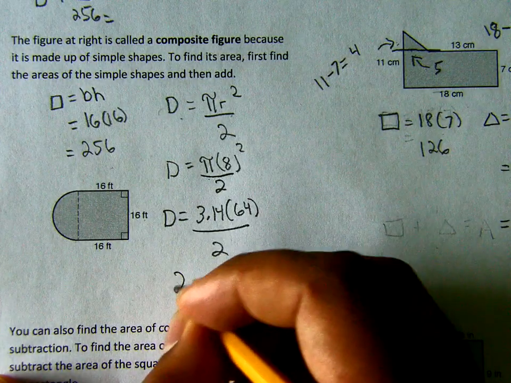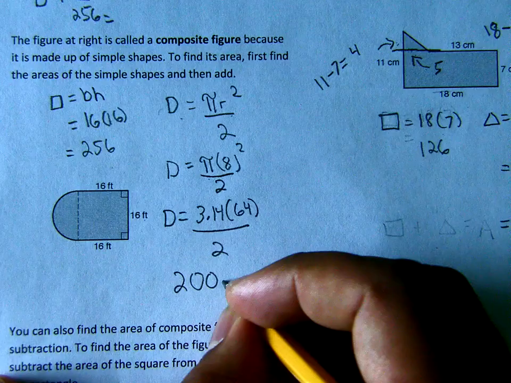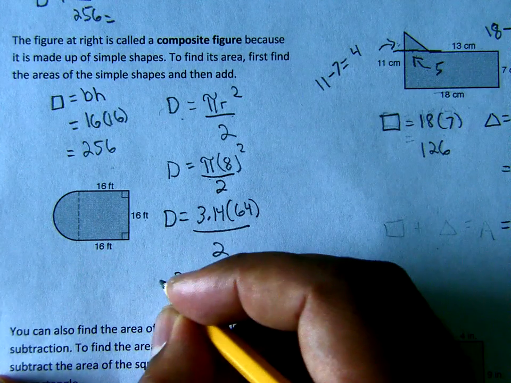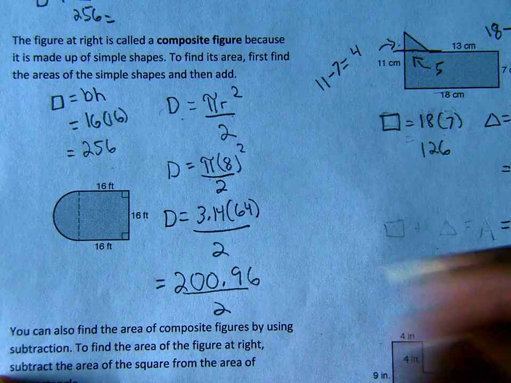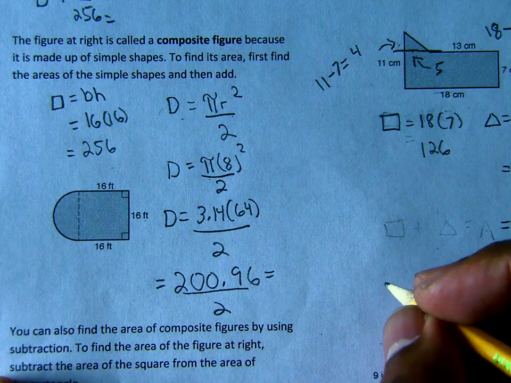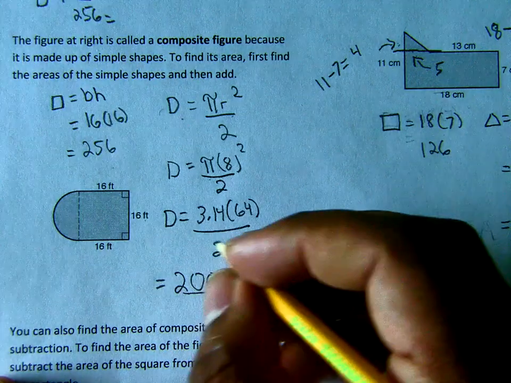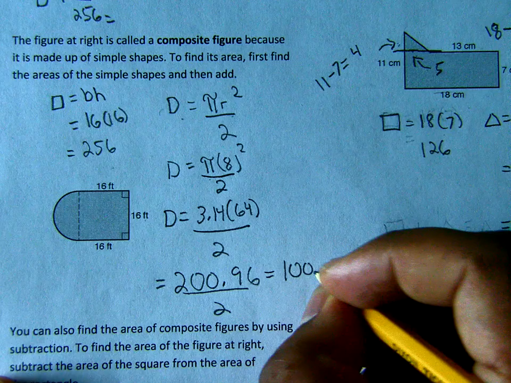That's going to give me 0.96 here, divided by 2. And once we do that, that leaves my final answer for half the circle to be 100.48.